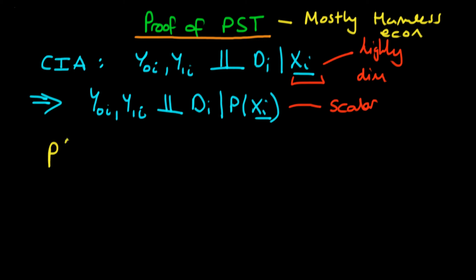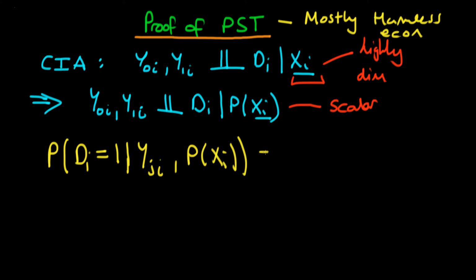Okay, so how do we go ahead and prove this? Well, the idea is that if we consider the probability with which an individual receives treatment, given now their potential level of outcome, so that's yji, where I'm saying j can take on the values 1 or 0 here, and also given their propensity score, if we can show that this quantity is not a function of yji, then in doing so we will have proved that there is an independence between y0i, y1i and di conditional on p of xi.